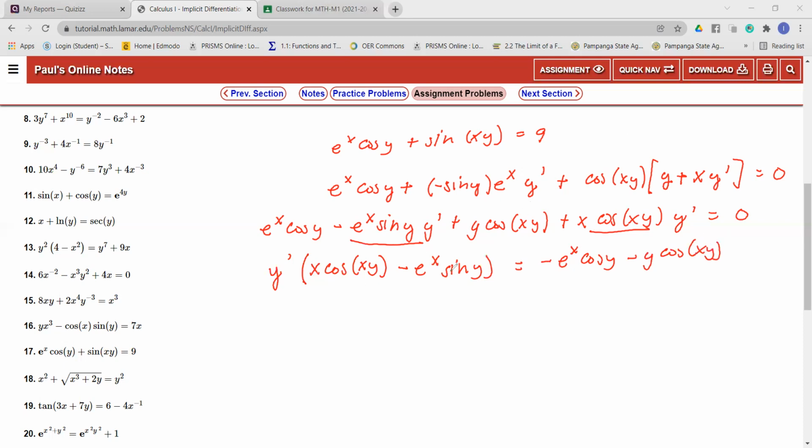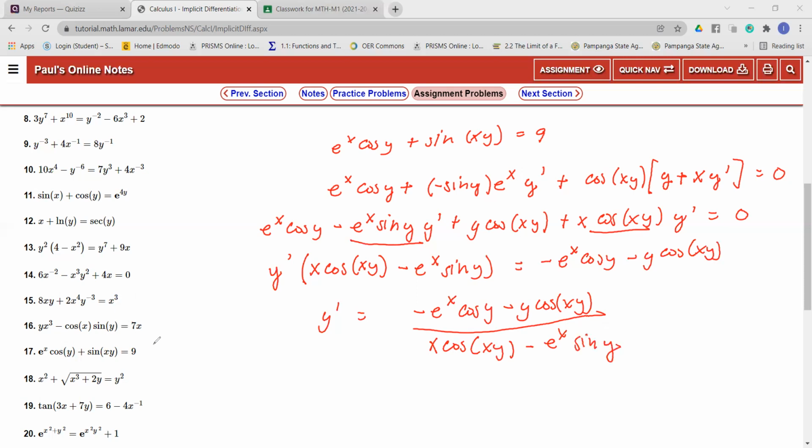And I'm dividing both sides by ito, lahat na nakadikit sa y prime. So, y prime ko ngayon will be negative e to the x cosine y minus y cosine xy all over x cosine xy minus e to the x sine y. Ayan. So, yan ang derivative nito, number 17.